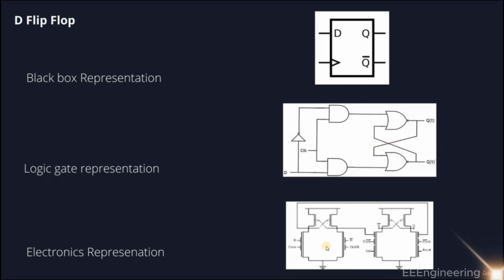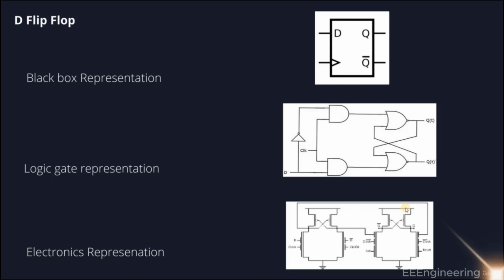And this is what it looks like if you connect it using CMOS or transistors. CMOS is just a type of transistor, and if you connect them in this topology, this is the D, this is the clock, and here we have the Q and the Q hat. If you excite these inputs with batteries or with voltage, what you're going to get is a storage unit.